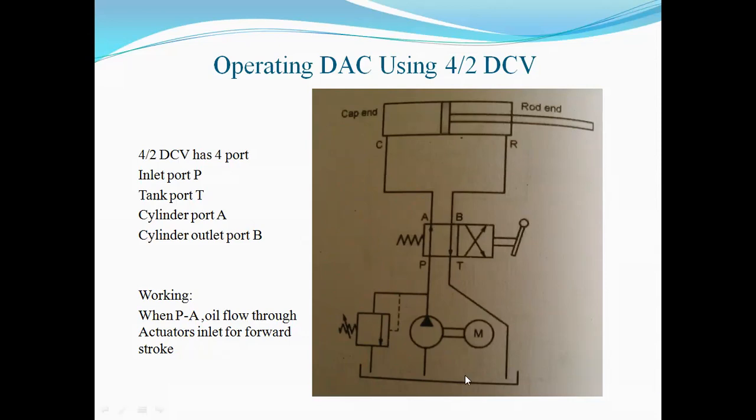When we press the 4x2 direction control again, it will connect the pressure line towards point B, so that the high pressure oil will start flowing towards the rod end and it will retract the piston.